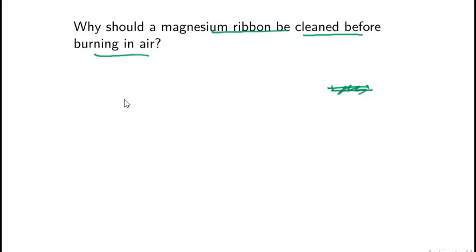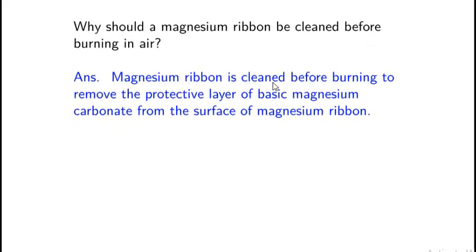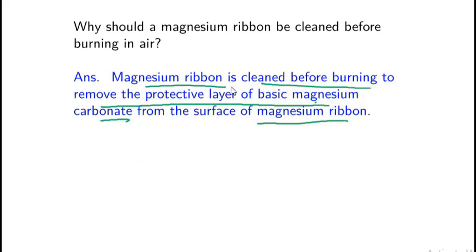So why are they asking? Because the magnesium ribbon is cleaned before burning to remove the protective layer of basic magnesium carbonate from the surface of the magnesium ribbon. So to remove the magnesium carbonate upon the magnesium ribbon, we are going to clean it, okay, by using some sandpaper. So here the main answer is to remove the magnesium carbonate. You are going to rub the magnesium ribbon.